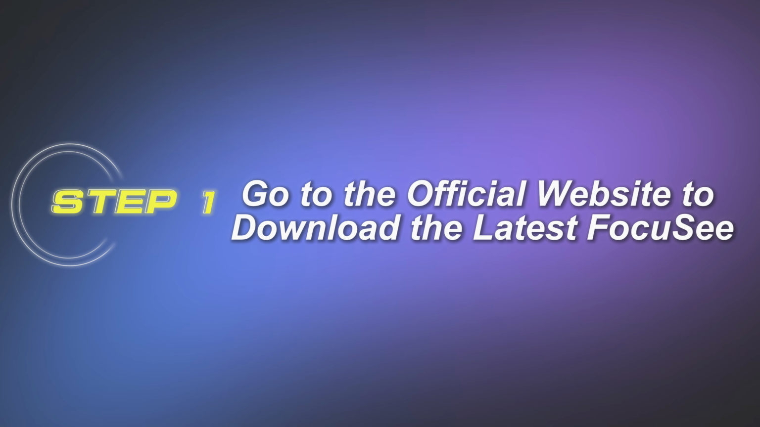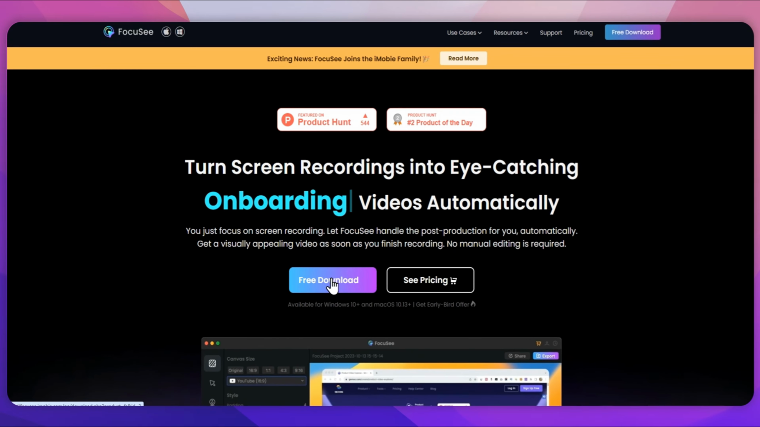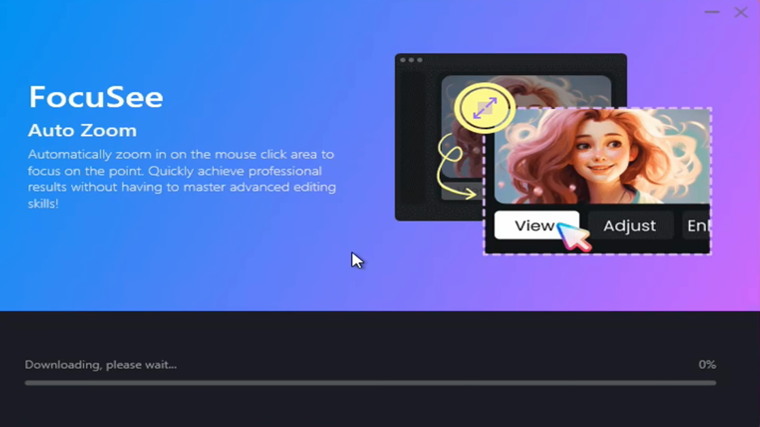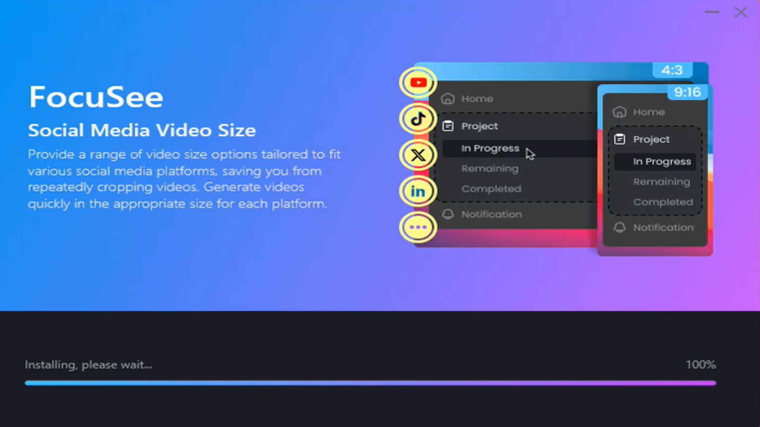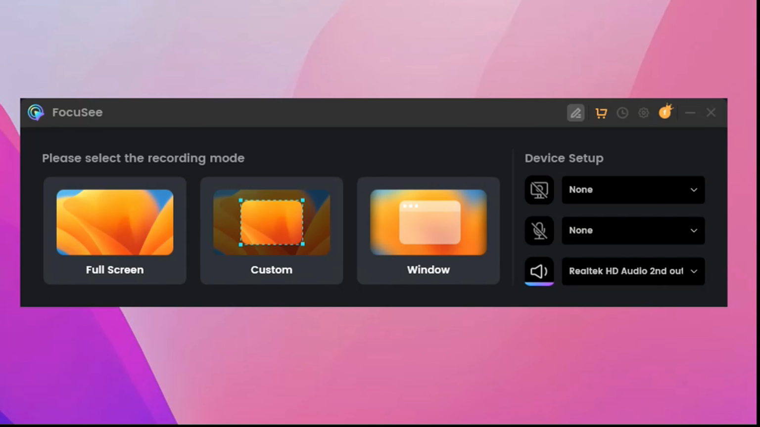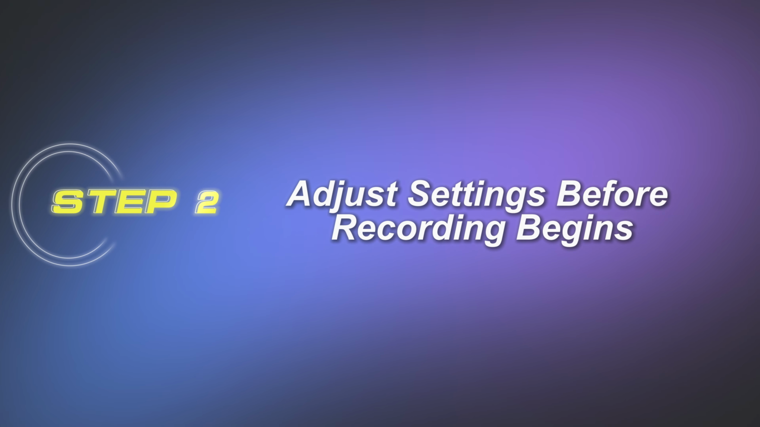Step 1. Go to the official website to download the latest FocuSee. Visit the official website to download the latest version of FocuSee. Then, after its installation, all you need to do is launch it, and this is what you will see on the screen.